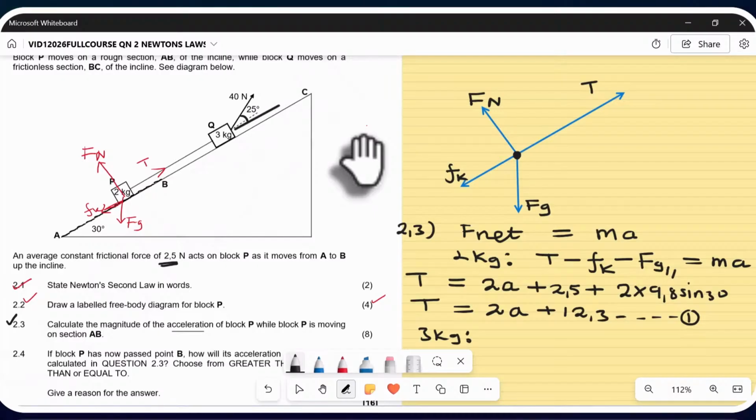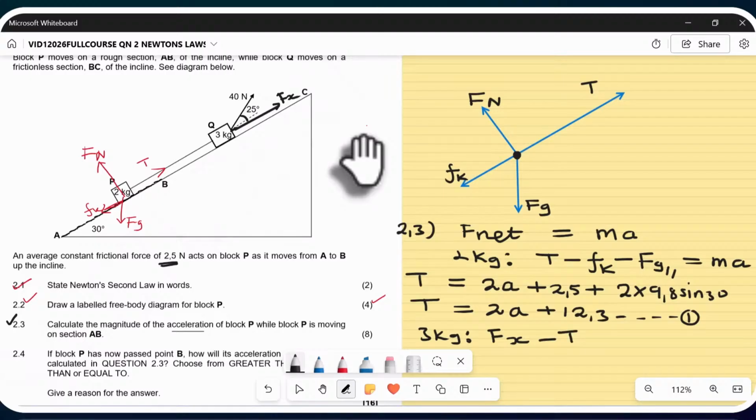Let me first say Fx, not the equation first. My Fx, right, guys, minus the tension. Now here there's no friction, but we have the component of gravity, which is parallel to the slope. So minus Fg parallel equals Ma.